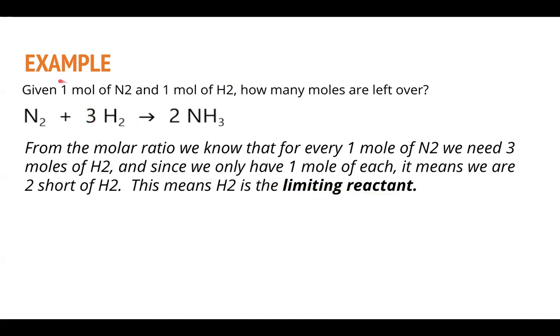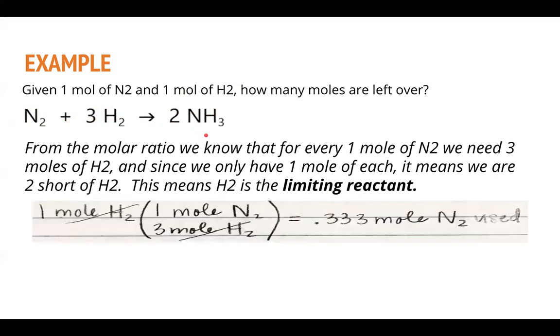So if the given amounts are the same for both of the reactants, then you can just look at the molar ratio and figure that out. And then step 2, we're going to find how much is used. And the way to do that is you're going to convert the moles of one reactant into the moles of the other reactant.